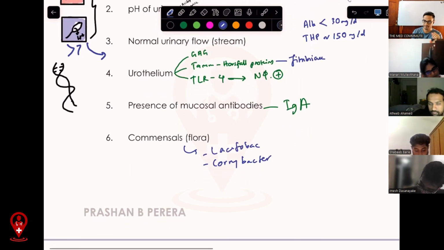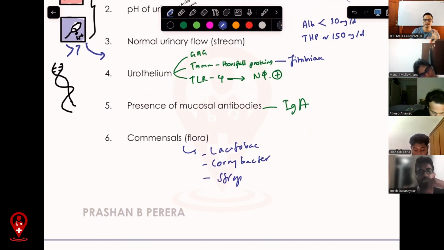And some species of Streptococcus as well. Some strep species also. These are some commensals that are there. Now, what are these commensals doing, guys? They are nicely waiting within our urinary tract. They are not doing any damage to us, no problem. They are living side by side with us.